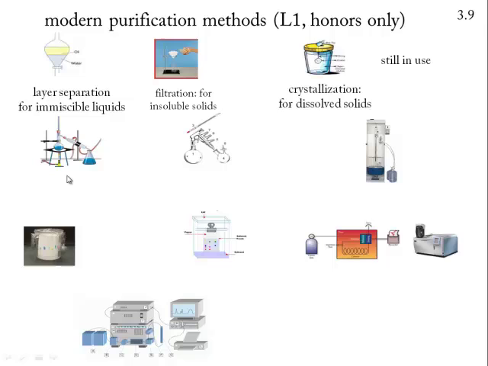Say you've got a liquid-liquid mixture, like oils or gasoline. These are volatile, and you should be able to simply heat them up and separate them based on their boiling point by distillation. So it's a good method for volatile liquids.